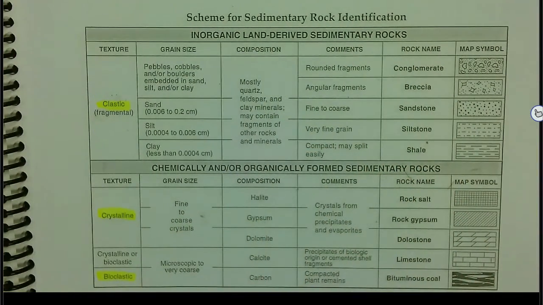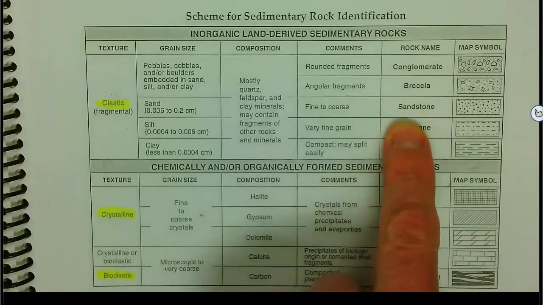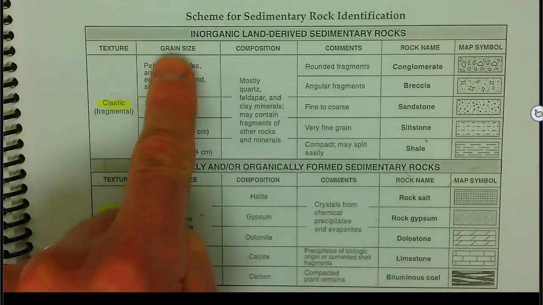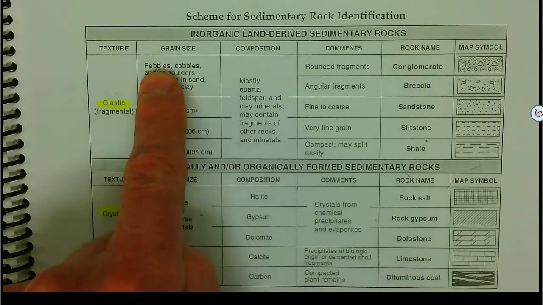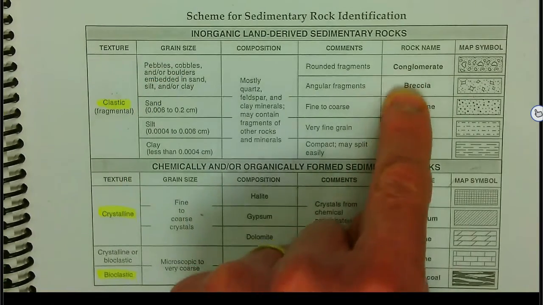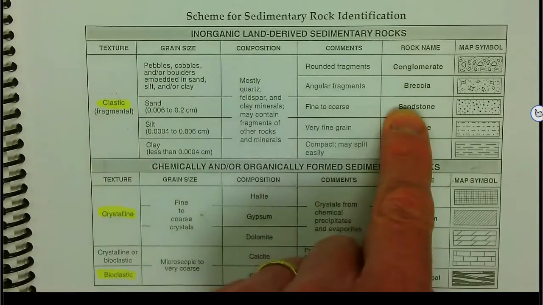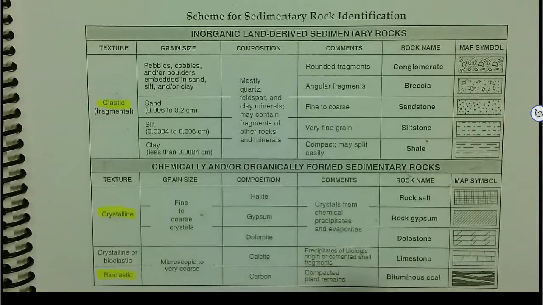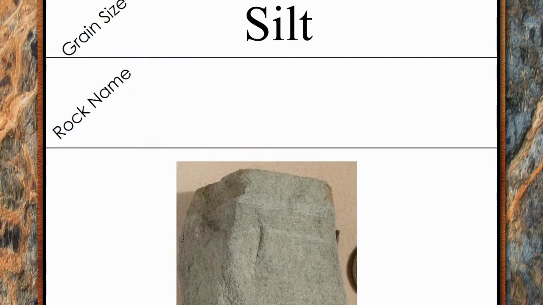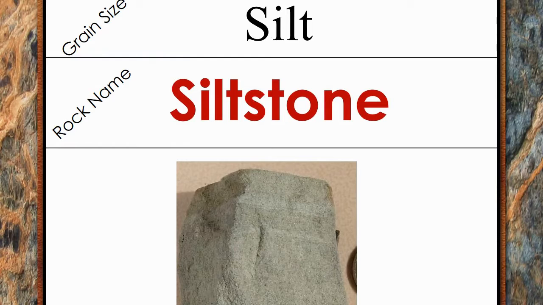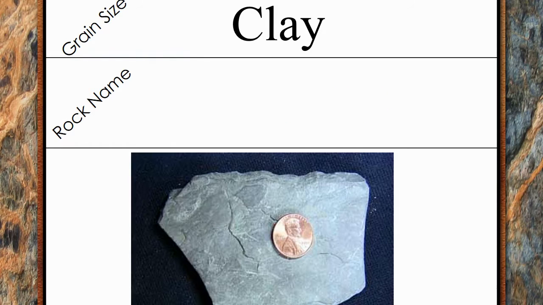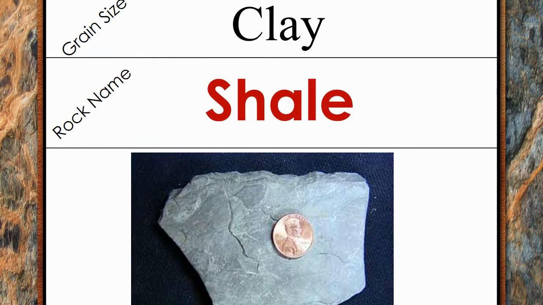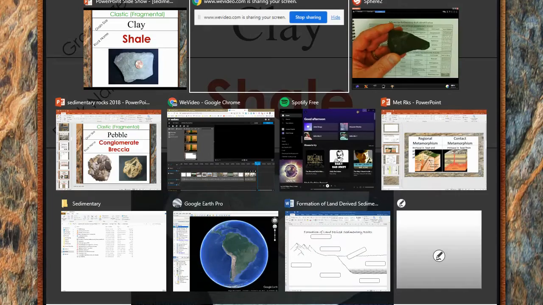So notice that the rock name is determined not by the composition, but is determined by the grain size. So if it's pebble-sized grains, that makes conglomerates and breccia. Sand-sized grains make a sandstone. A silt-sized grain, of course, is going to make a siltstone. And a clay-sized grain, well, it's not claystone, but is called shale. Clay is so fine, it's microscopic in size, and it's difficult to see any of the pieces from clay.